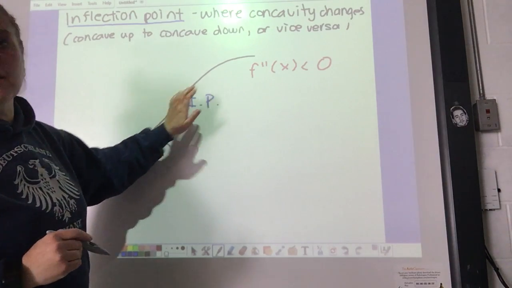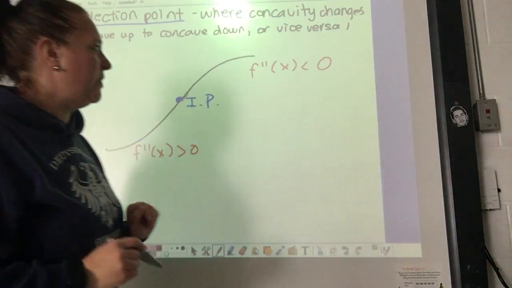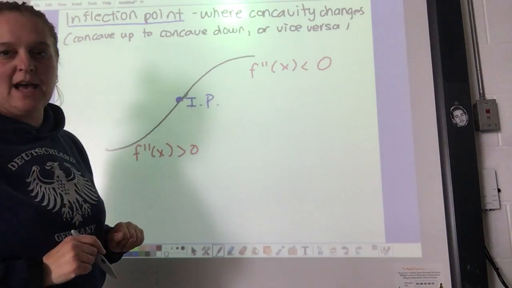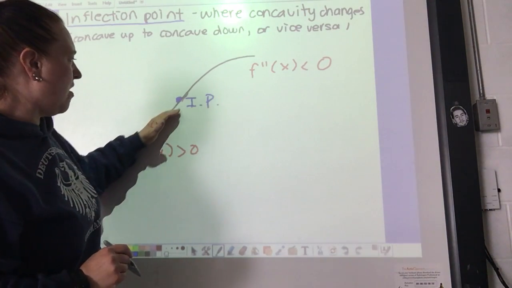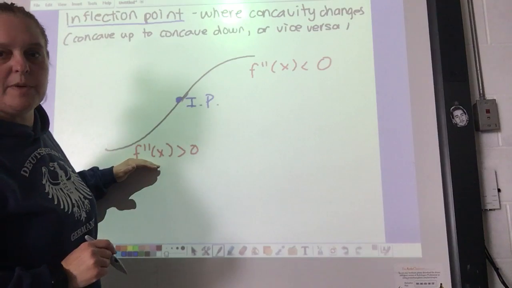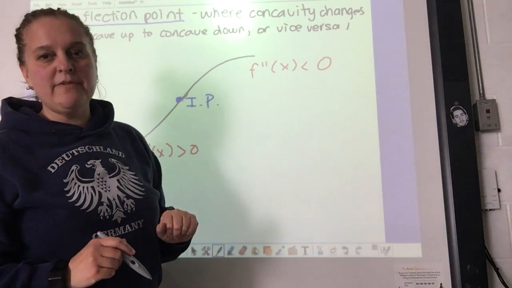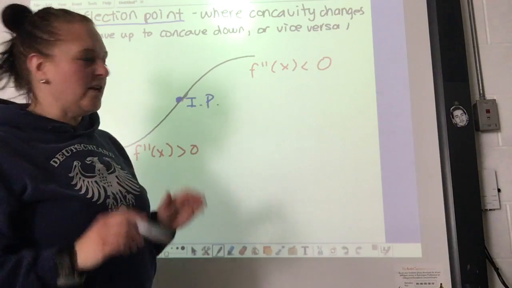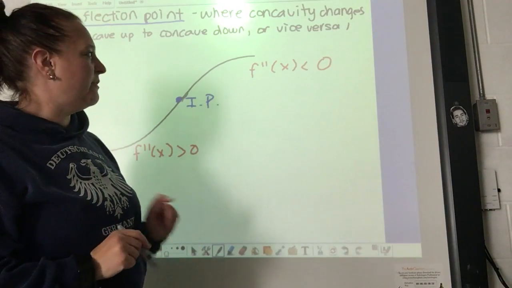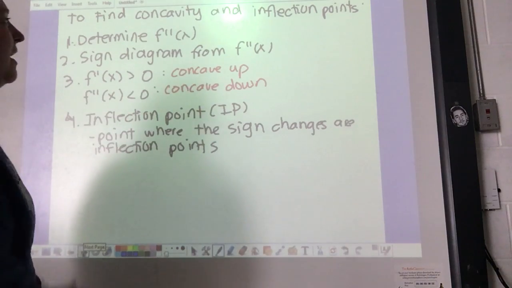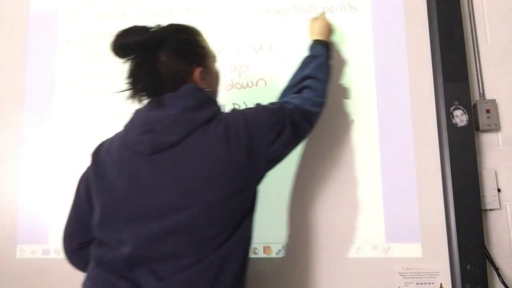We use the second derivative to get concavity. We use the first derivative to get min-max values. So this portion here, where it's concave up, the second derivative would be positive. And here, where it's going concave down, the second derivative is negative. So you use second derivative to get concavity, first derivative to get min-max values. So if we keep going with our definition, how do we find concavity and inflection points?